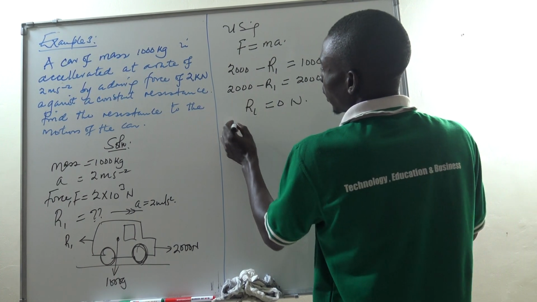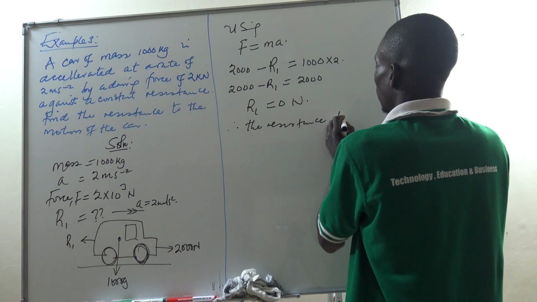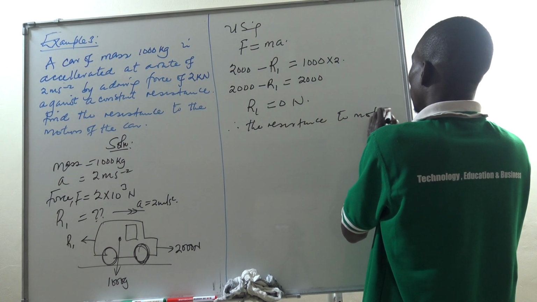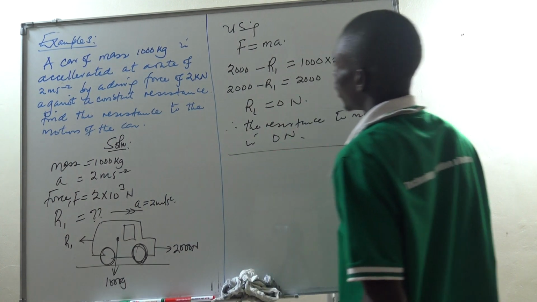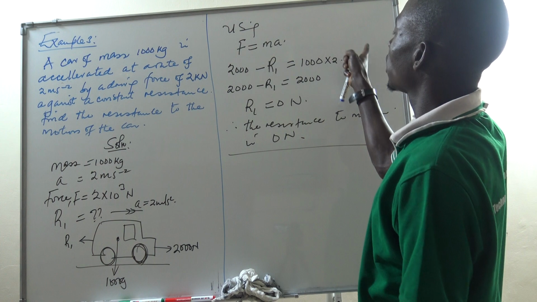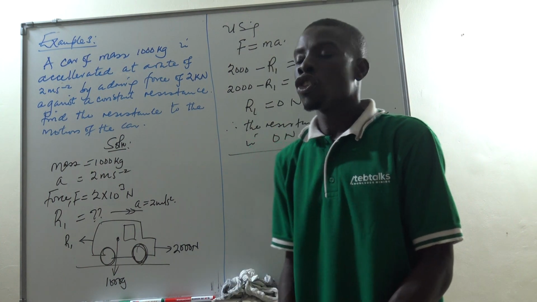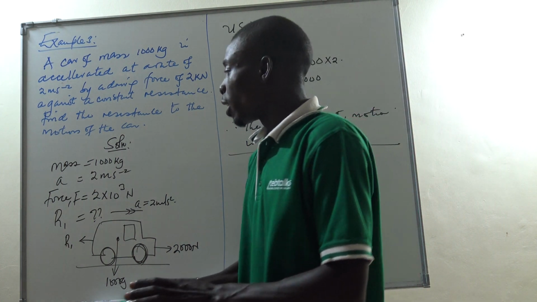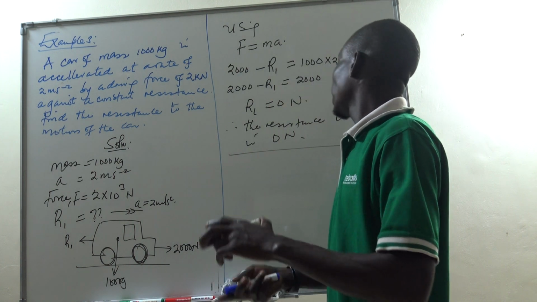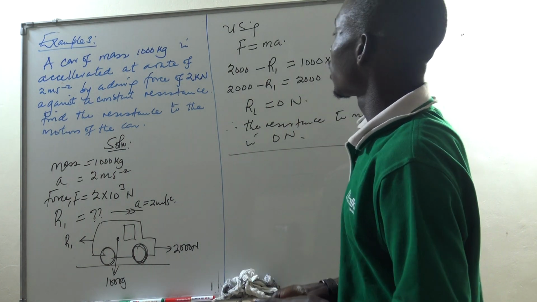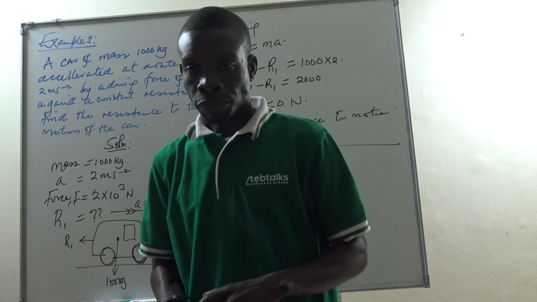So that means that the resistance to the motion is 0 Newton. Okay? Because if you bring this side, take the other one, the resultant will be equivalent to 0. So that means that the body which is moving with these properties will have a 0 resistance to its motion. Okay?